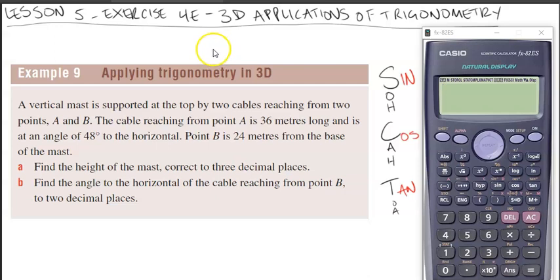Hey mathematicians, Mr. Herman here, and this is lesson 5, exercise 4E, and this will be looking at 3D applications of trigonometry. This will be the last lesson for the trigonometry topic. It is one of the trickiest topics, just after bearings, which was exercise 4D.